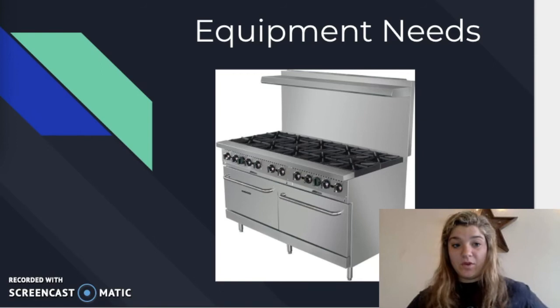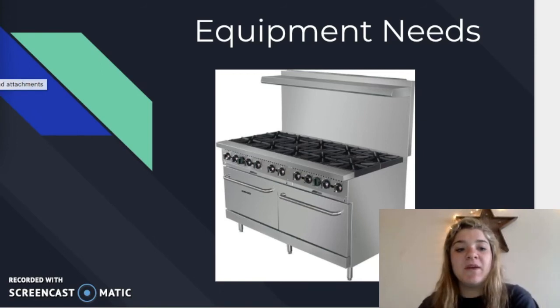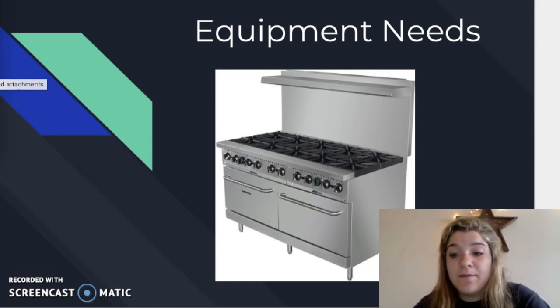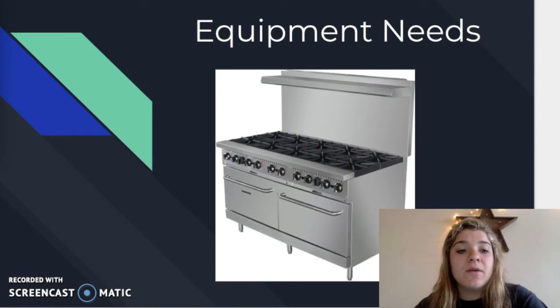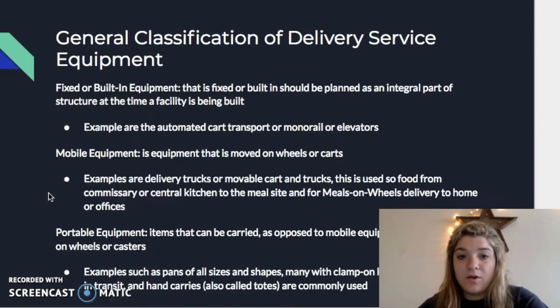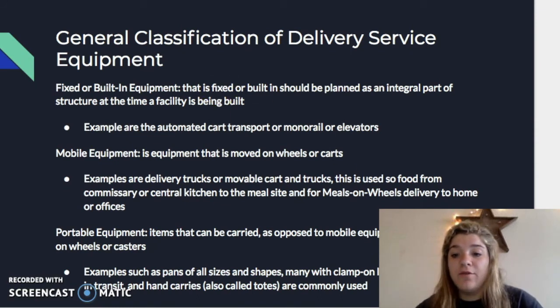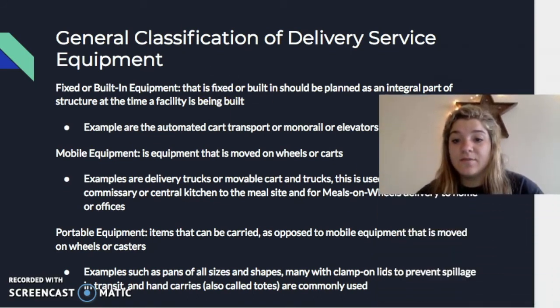Equipment needed. Equipment for delivery and service may be classified in several ways, and generally uses fixed or built-in, mobile, and portable. This is for specific use of reheating, assembling, temperature maintenance, transporting, and service. For each of the 4 food service systems, we use these kinds of deliveries and equipment needs. So these are the more in-depth examples of the equipment needs.